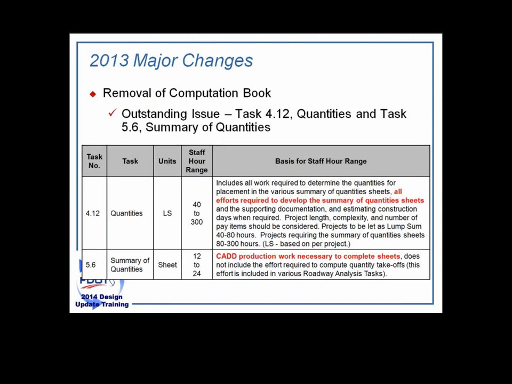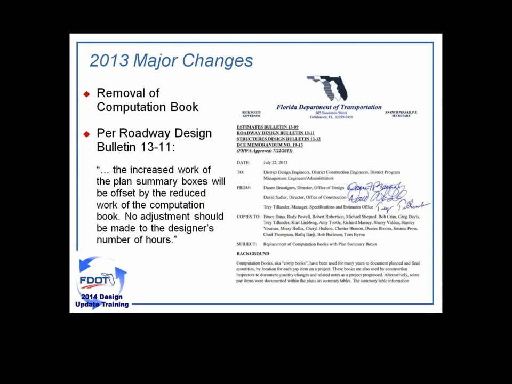Although the scope and staff hours were updated to remove reference to the comp book, an issue has been brought to our attention related to staff hours estimated for the development of summary of quantity sheets. Currently, both tasks 4.12 and 5.6 reference the development of summary of quantity sheets, and there's some overlap in staff hour estimation based on the current guidelines and suggested staff hour ranges. The roadway task team is reviewing this issue, and the interim guidance is to follow the direction provided in the roadway design bulletin. Per the bulletin, the increased work in the plan summary boxes will be offset by the reduced work of the computation book. No adjustment should be made to the designer's number of hours.